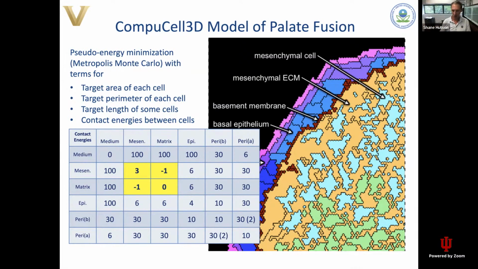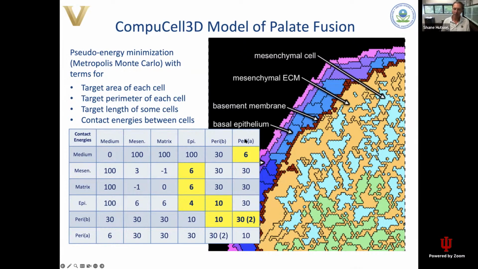Now, in contrast to those cells, if we look at the cells that are on the outside of this palatal shelf and what they're doing, we have epidermis and then the two types of periderm compartments. If we look at these, and in particular how they interact with the medium, right? You'll see there that it's really unfavorable for epithelial cells to be in contact with the medium, fairly unfavorable for the basal part of periderm cells, and then not quite so unfavorable for the apical part, right? So the apical part of the periderm cells is going to end up on the outside.